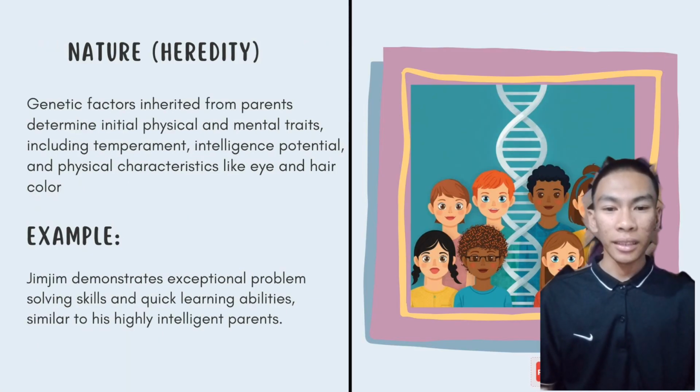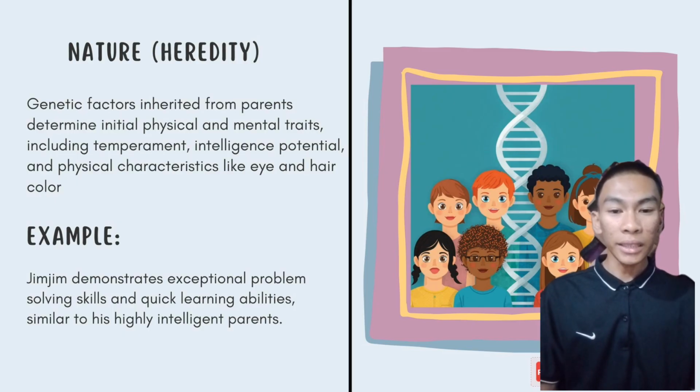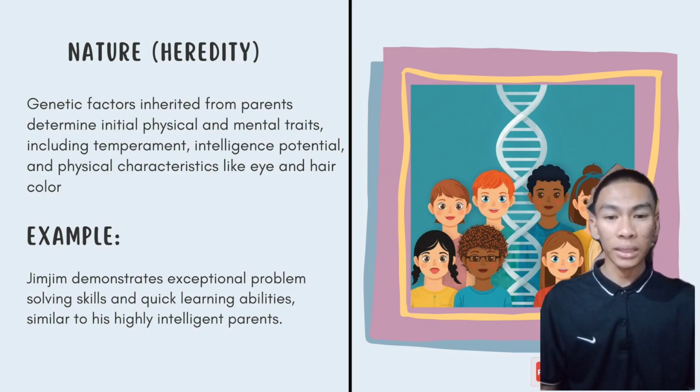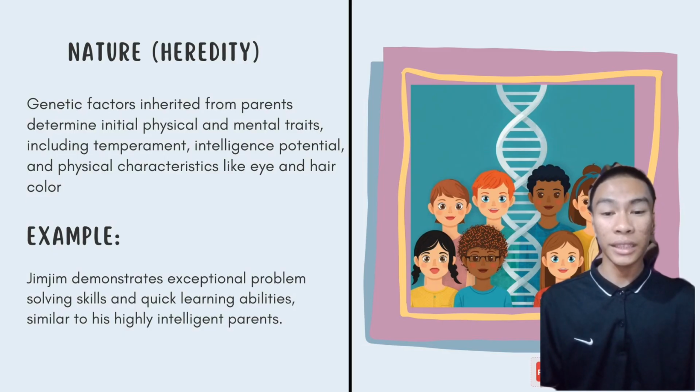Nature or heredity. Genetic factors inherited from parents determine initial physical and mental traits, including temperament, intelligence potential, and physical characteristics like eye and hair color. Example, Jim demonstrated exceptional problem-solving skills and quick learning abilities similar to his highly intelligent parents. So, Jim is a fast learner and good at problem-solving like his parents. He got these learning skills from his parents because of their genes.